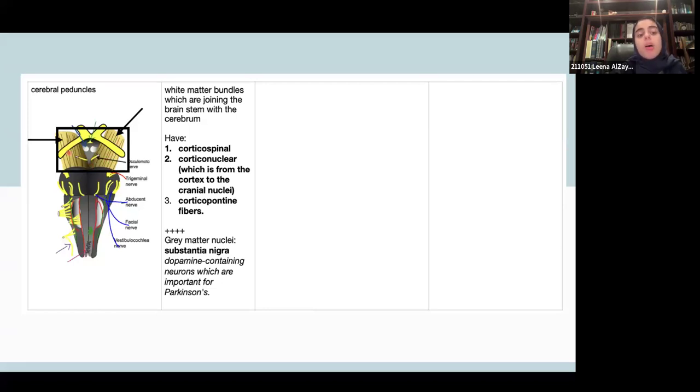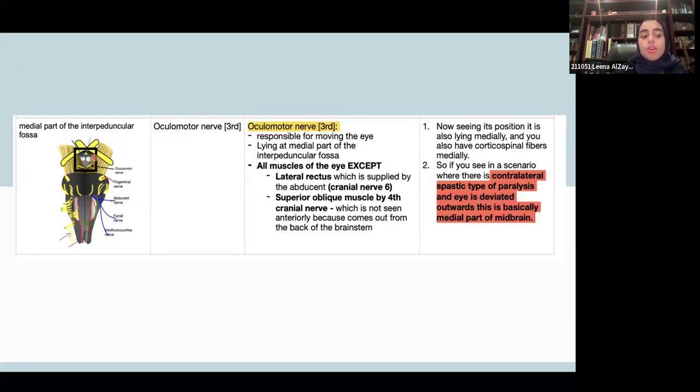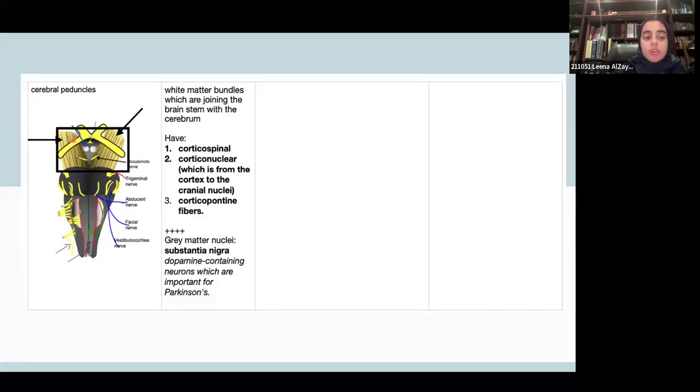In the midbrain, we have white matter bundles that are joining the brainstem with the cerebrum. We have the corticospinal tract and the corticonuclear tract, which goes from the cortex to the cranial nuclei. And we have the corticopontine fibers. So we have a lot of fibers here. And we also have the substantia nigra in the midbrain. And then if we go into the medial aspect of these, over here, these 2 long things are the corticospinal, corticonuclear, and corticopontine tracts. It creates this triangular-like empty place.